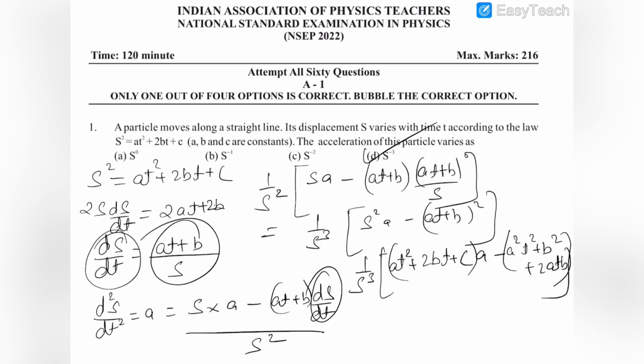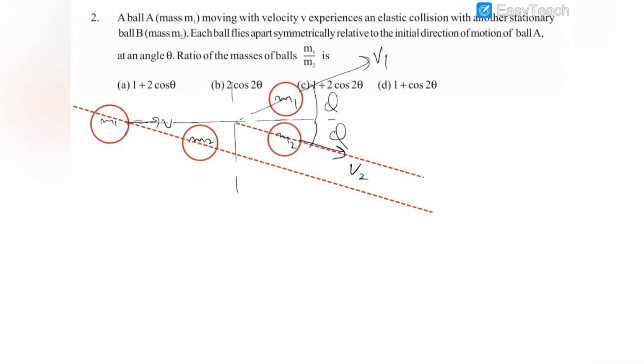Now we move on to the next question. In this question, you can see that there are two balls. Ball A has a mass of m1 and ball B has a mass of m2. Ball A is moving with a velocity of v, and it strikes ball B, which is at rest, and the collision is elastic. These balls fly apart symmetrically at an angle of theta degrees each with the initial direction of motion of ball A. We have to find the ratio of m1 and m2.